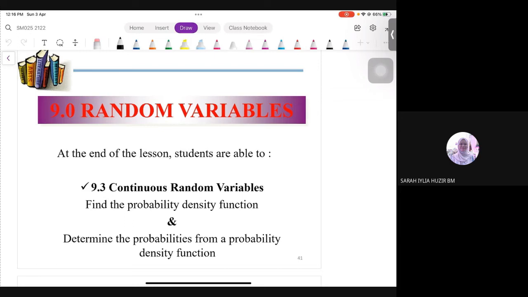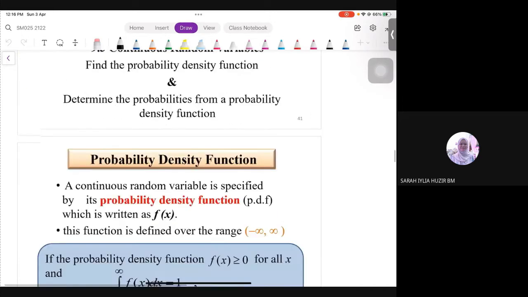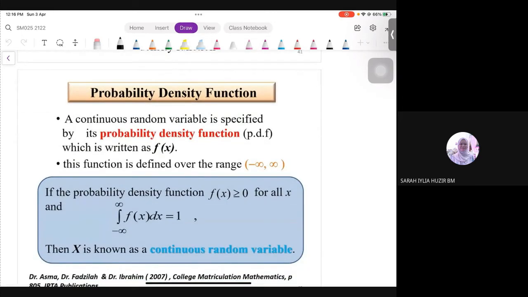In this video, we will learn about how to find the probability density function of continuous random variable. So basically, a continuous random variable is specified by its probability density function, and that function is defined over the range from negative infinity up to positive infinity. In order to prove that this is actually probability density function, if we integrate all of the function from the range of negative infinity up to positive infinity, it must be equal to 1. So that's how we prove probability density function.